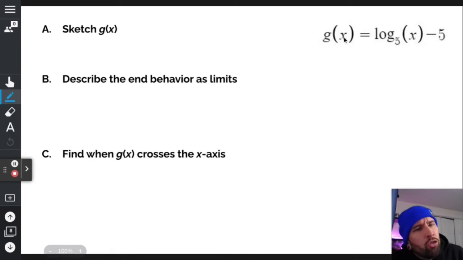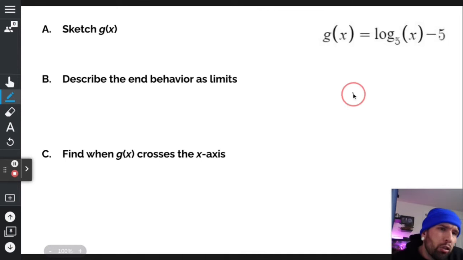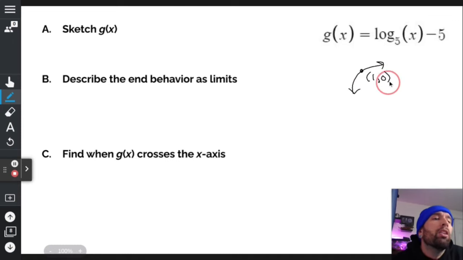All right, sketch g of x. G of x is log base 5 of x minus 5. All right, logs look like this, okay? And log base whatever of 1 is 0. So anytime you're graphing, you're always going to go through the point 1, 0. In this case, however, I'm taking the whole thing and I'm subtracting 5, which is a translation down 5 units, or negative 5 units, a vertical translation of negative 5 units.